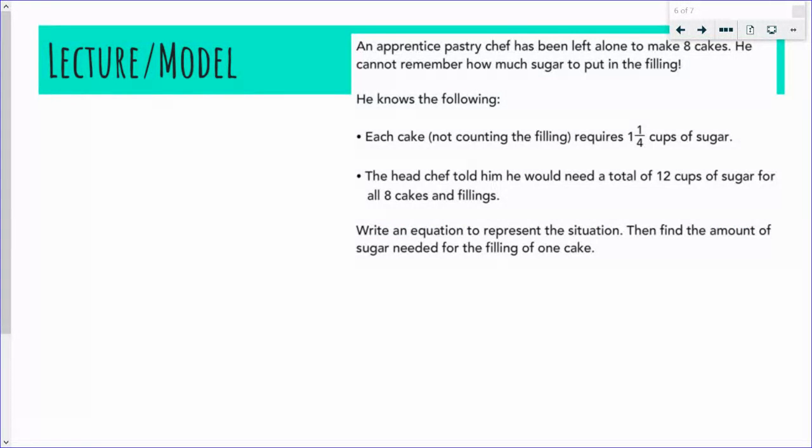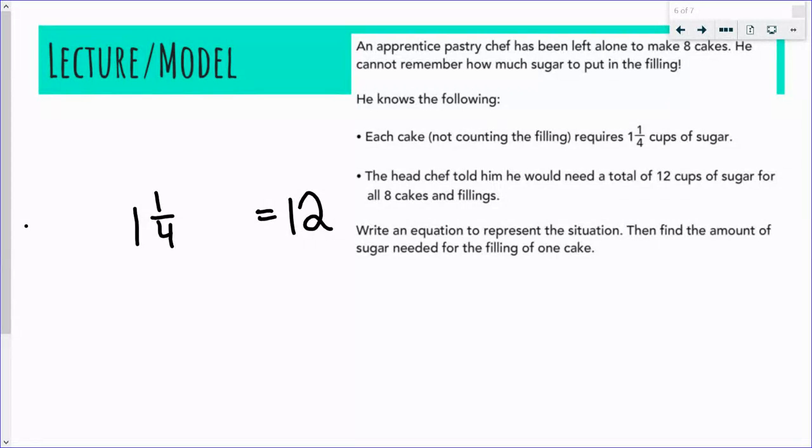All right, an apprentice pastry chef has been left alone to make 8 cakes. He could not remember how much sugar to put in the filling. He knows the following. Each cake requires 1 1/4 cups of sugar. The head chef told him he would need a total of 12 cups for all 8 cake fillings. So everything is going to equal 12. Write an equation to represent the situation. Then find the amount of sugar needed for the filling of 1 cake.